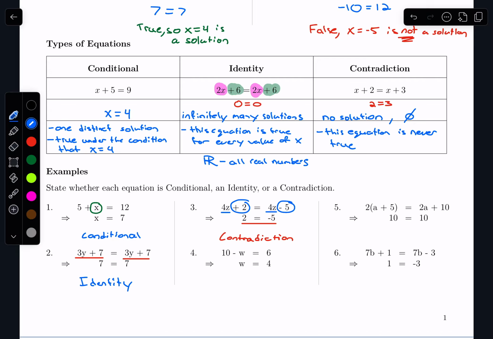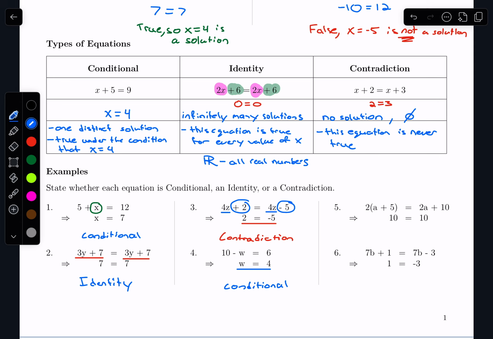Okay, number 4, 10 minus w equals 6. Notice there's only one w in this equation, so we already know that this is going to be conditional, but then when you look and see that the solution is w equals 4, well, that's exactly what we expect from the equation. W equals a number, so this equation is true under the condition that w is 4.